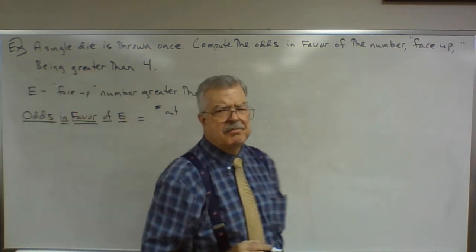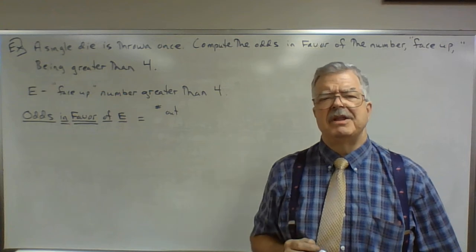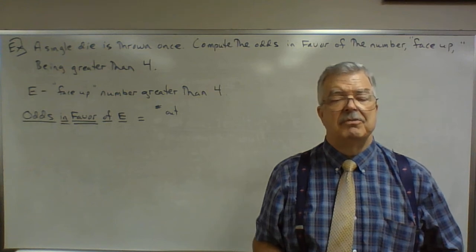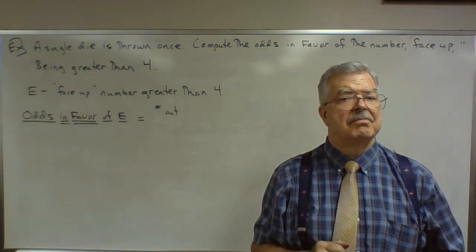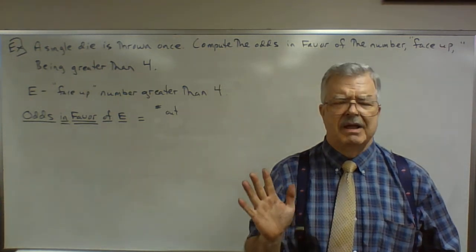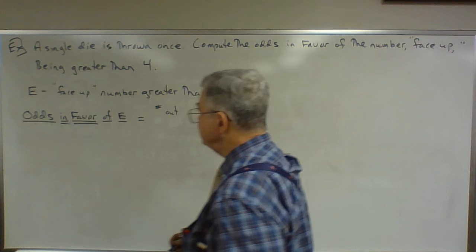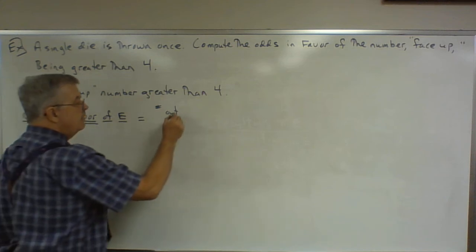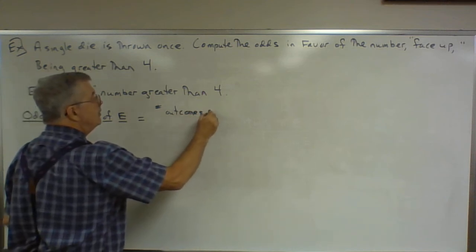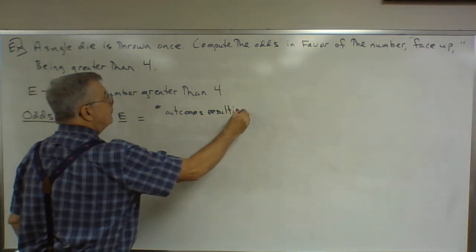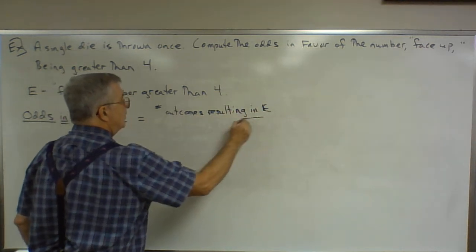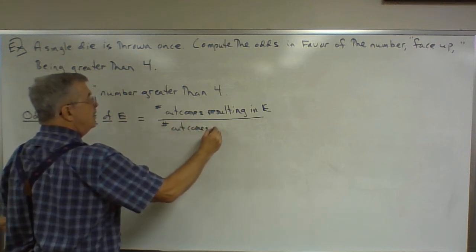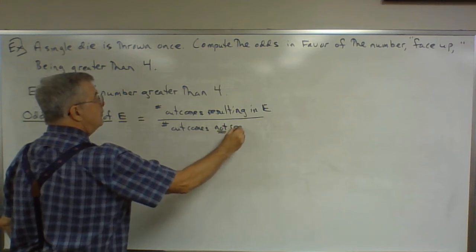Well, let's stop for a minute. Are all of the outcomes of this experiment equally likely? We toss a single die. There are 6 outcomes, 1, 2, 3, 4, 5, 6. And all of them are equally likely. Okay, I guess that works. The odds in favor of E occurring turn out to be the number of outcomes resulting in E over the number of outcomes not resulting in E.